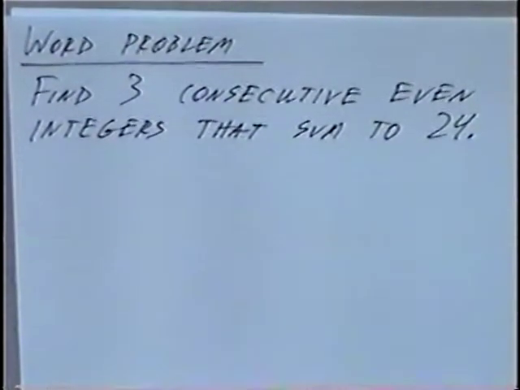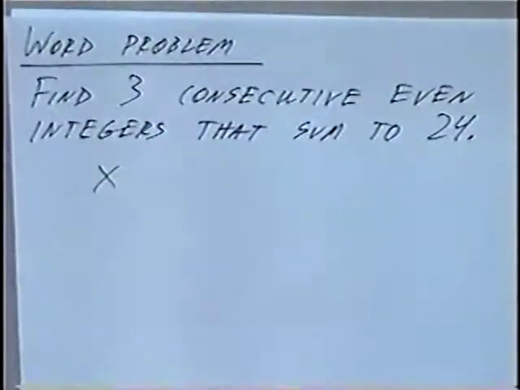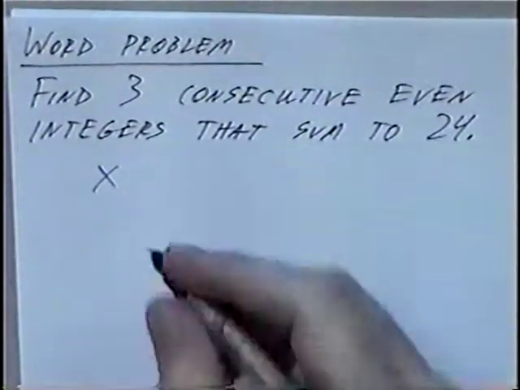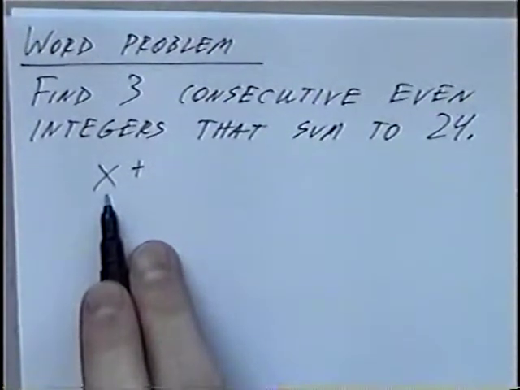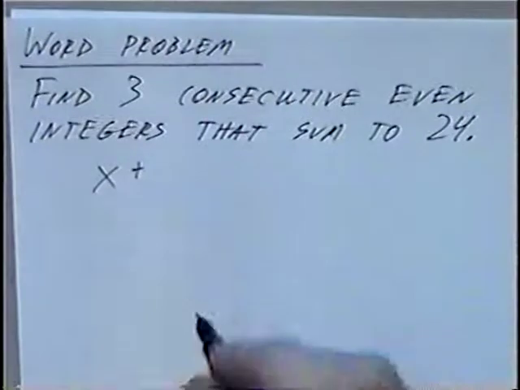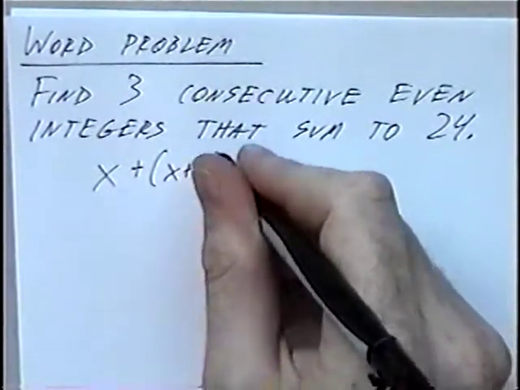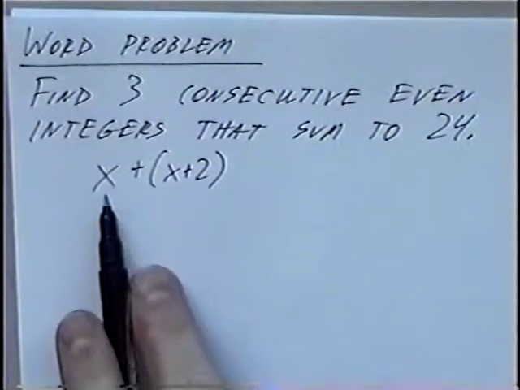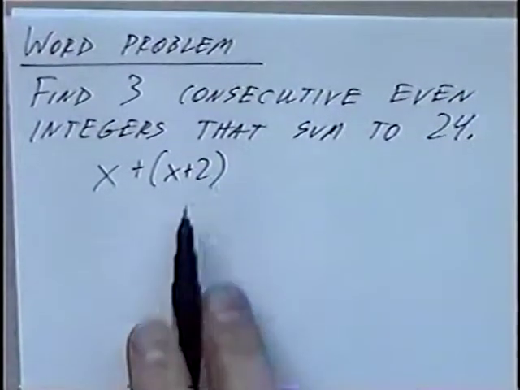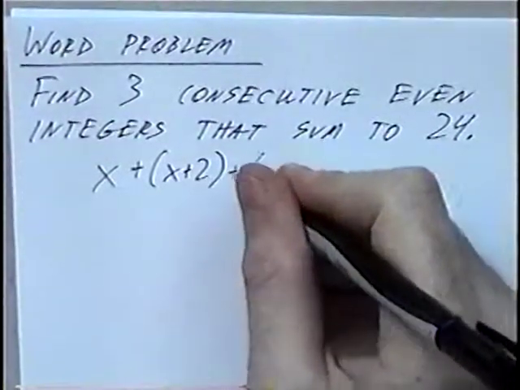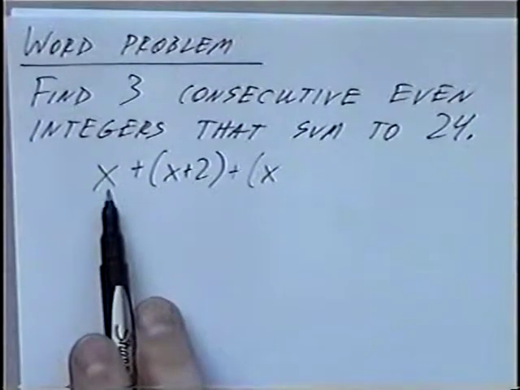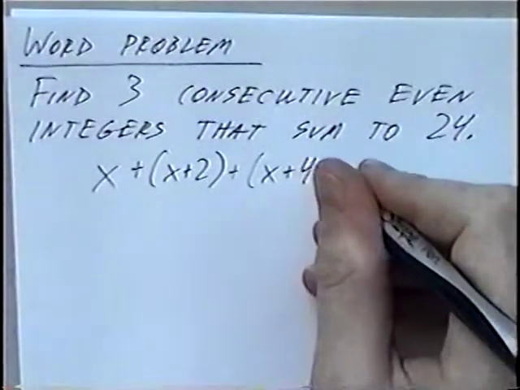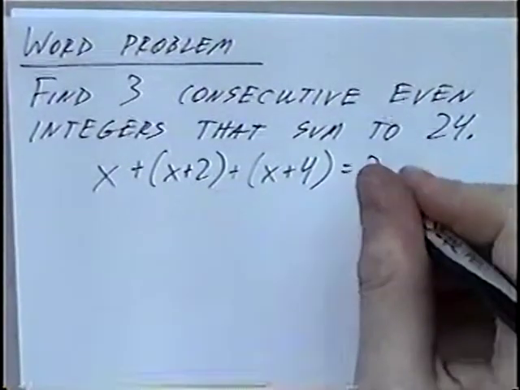Find 3 consecutive even integers that sum to 24. We can use x to represent the first even integer. Since we're doing the sum, we'll add to that the next even integer. If x is an even integer, the next even integer is 2 numbers above that, or x plus 2. So the first even integer is x, the next even integer is x plus 2, and the third number past that, in terms of x, would be 4 numbers above x, so it would be plus 4. And the sum would be 24.